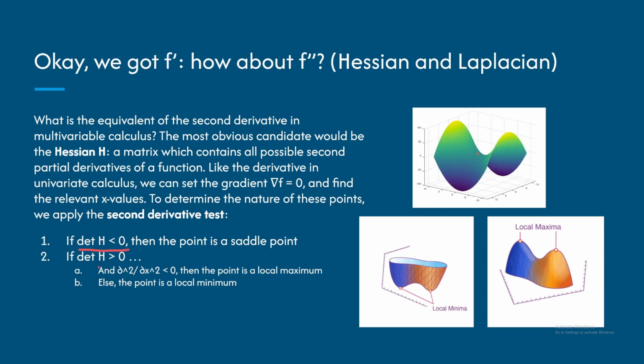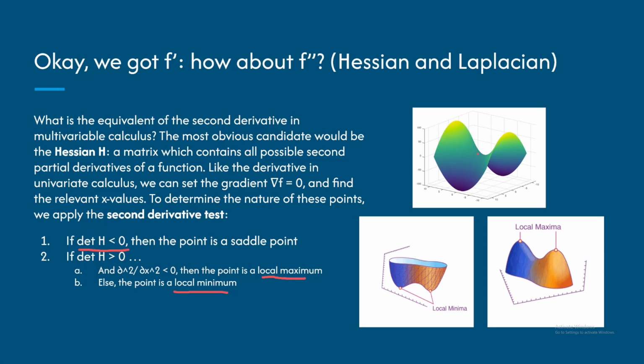And if the determinant of the Hessian is greater than 0, and the second partial derivative of x with respect to x is less than 0, then the point is a local maximum, else the point is a local minimum. So this is kind of replacing the way we would use the second derivative in single variable calculus to classify different types of minimum and maximum stationary points.